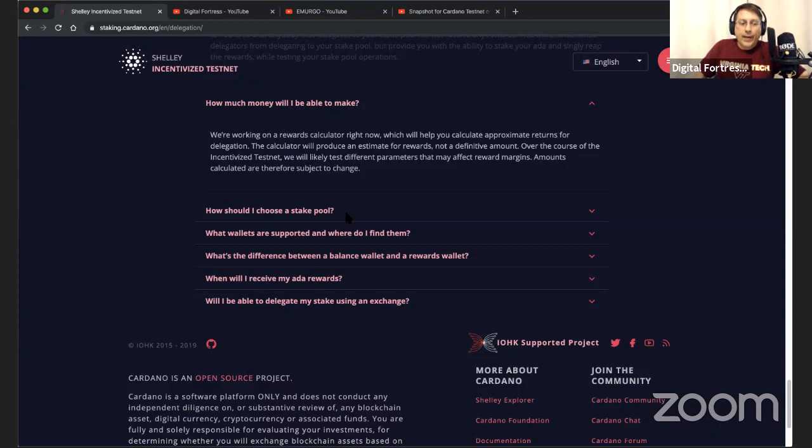All the pool operators will have to recreate new certificates in order to generate the final snapshot pools that will be running on the testnet. Okay. So my pool's not up yet. Tomorrow, let's see.